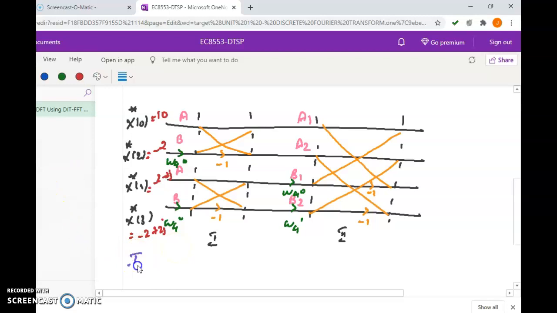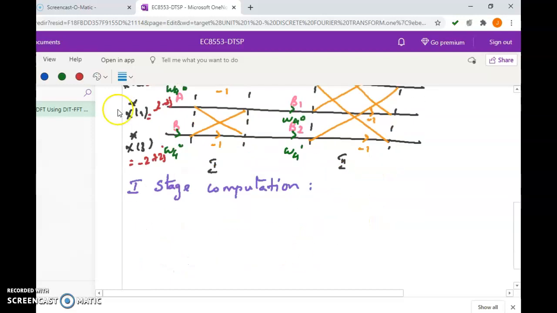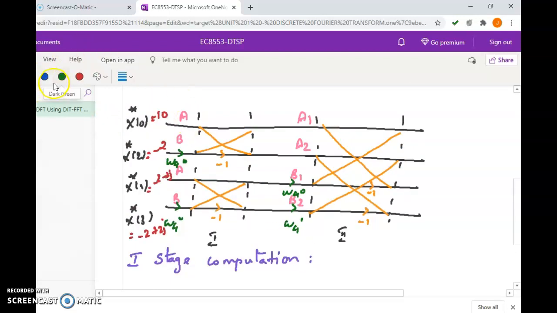So you have to find the first stage computation. Here you take the 2 point order. For 2 point, then you take the A and B value. So for the first stage, here A equal to 10, B equal to -2, and the required twiddle factor W40 is equal to 1. Okay, then each stage you have to find.